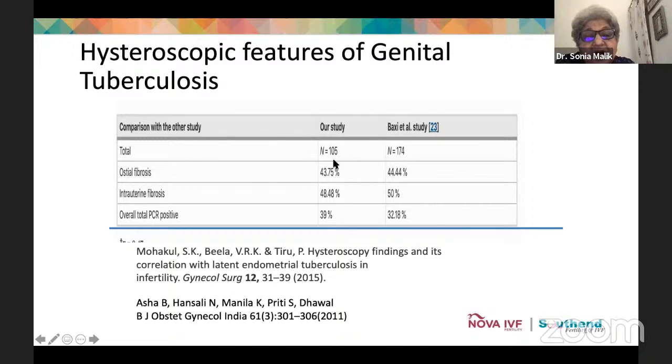If you look at the outcomes in these two, you find that the same kind of lesions are reported with the same kind of frequency in both these studies. So basically, intrauterine fibrosis and overall total PCR positive was nearly the same in both of the studies. So we cannot disregard PCR as being one of the tests for genital tuberculosis. We are closely coming now to understanding the fact that yes, PCR is telling us something and we cannot disregard it.